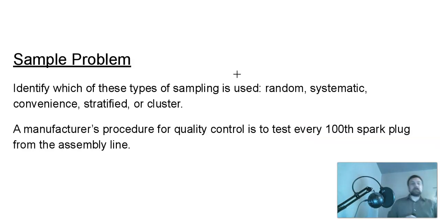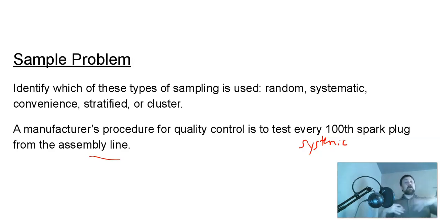Identify which of these types of sampling is used. A manufacturer's procedure for quality control is to test every 100th spark plug from the assembly line. We're seeing this again. This is systematic. Right? I mean, it's literally a conveyor belt, right? It's an assembly line. And every 100th one is being tested.